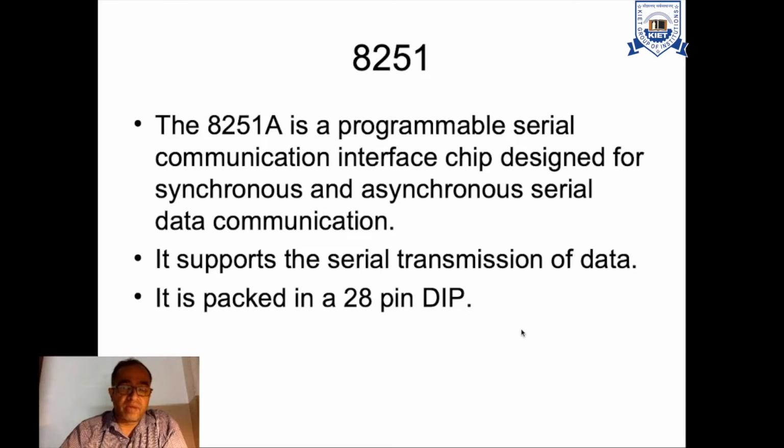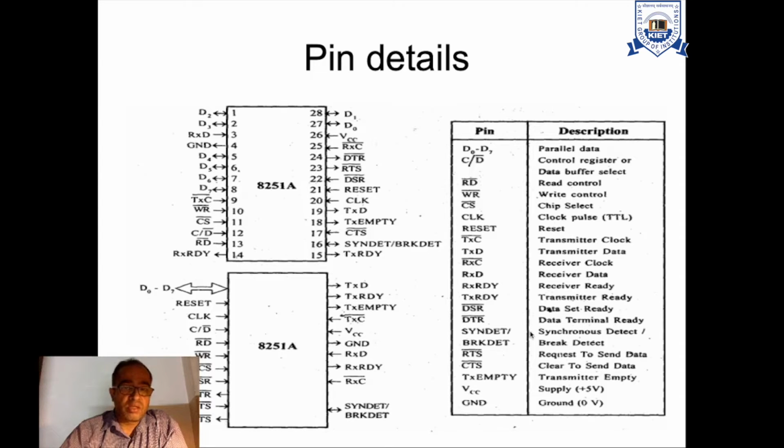8251 is a programmable serial communication interface chip designed for synchronous and asynchronous serial data communication. It supports serial transmission of data and it is packed in a 28-pin dual in-line package. Now this is the pin diagram. As you can see over here, there are 28 pins, and these pins start with Ds, D0 to D7. These are 8 data pins, and these are used for the parallel data transfer.